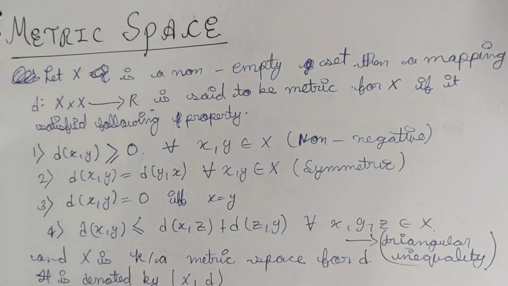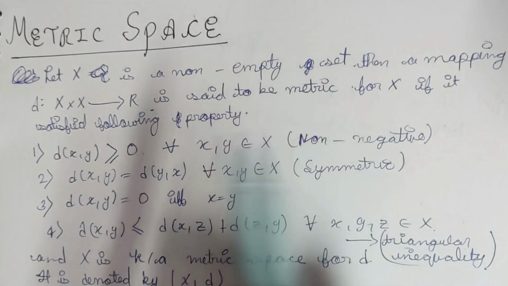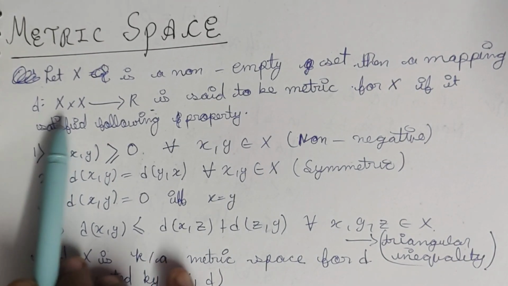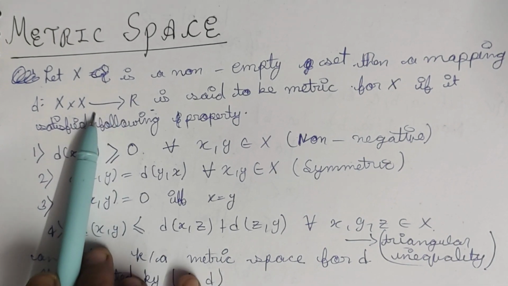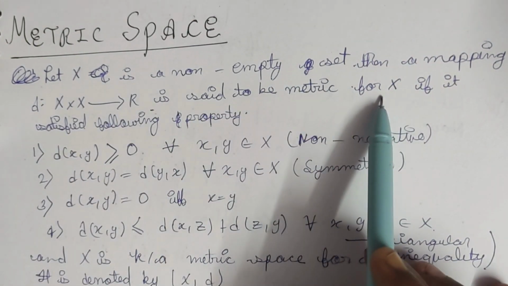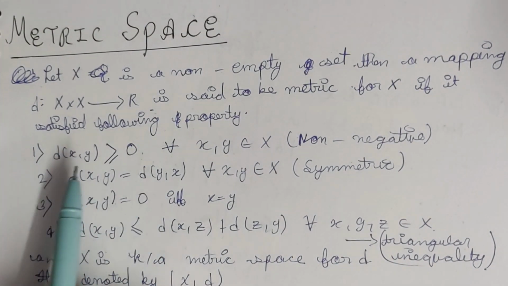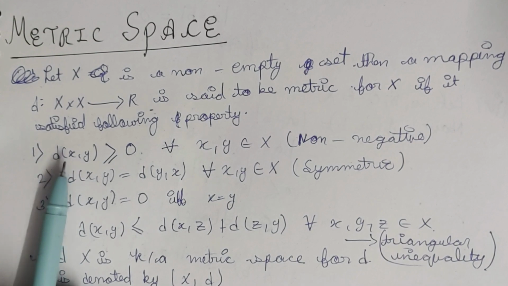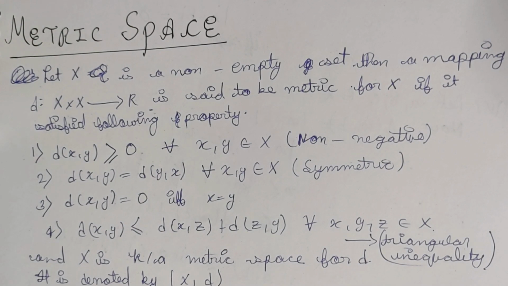What is a metric space? Let X be a non-empty set. Then a mapping d from X cross X into R is said to be a metric for X if it satisfies the following properties. The first property is d(x,y) is greater than or equal to 0 for every x, y belonging to X, which is also known as the non-negative property.